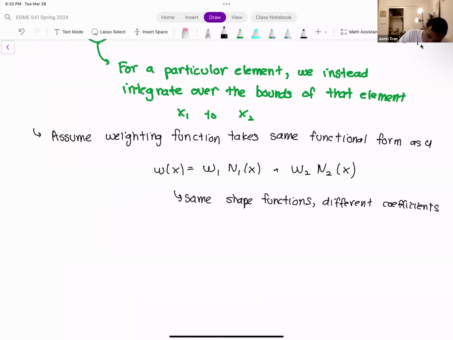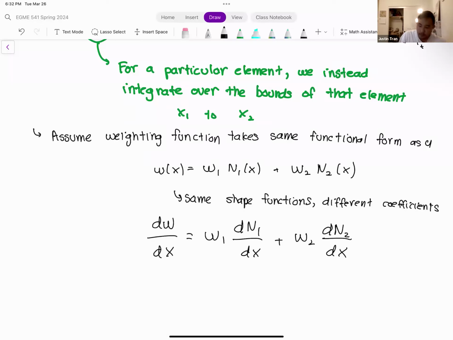And so when we take the derivative, we have dw/dx is equal to w1 dN1/dx plus w2 dN2/dx. They have their associated vector forms as well, but just for the sake of brevity, I'm not going to write out the vector forms. Now that we've established all these things, let's go ahead and plug into our weak form here.